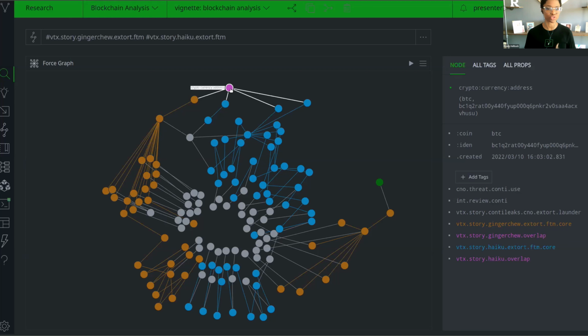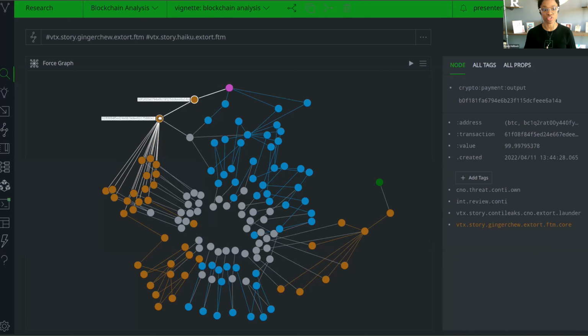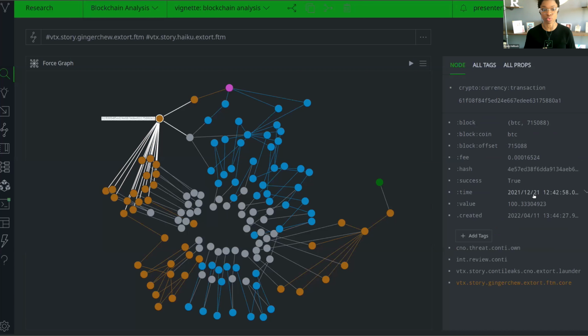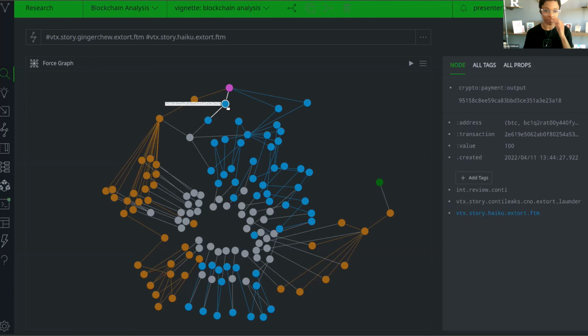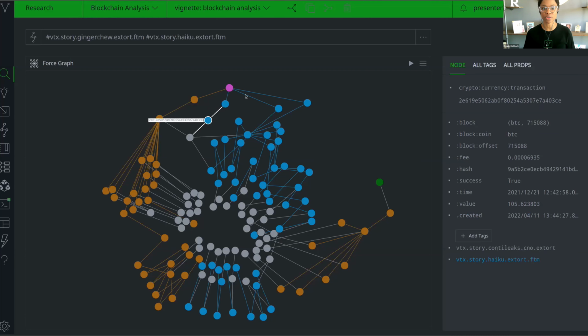So we have some Ginger Chew transactions that end up at just this address. Specifically, this transaction took place on 12/1. That's the only date that this address received some money. And then, on the same date, we have money that was sent from Haiku as well, on 12/1.